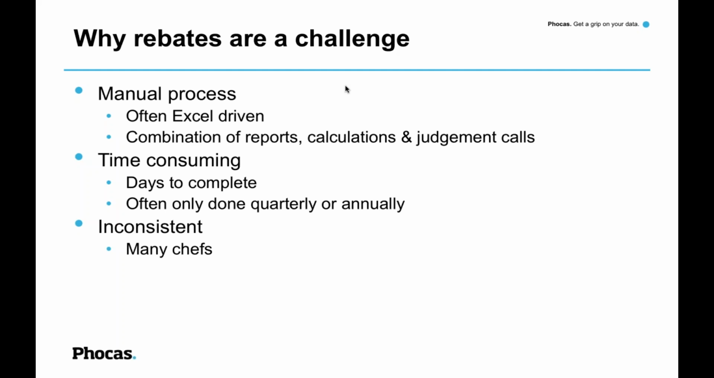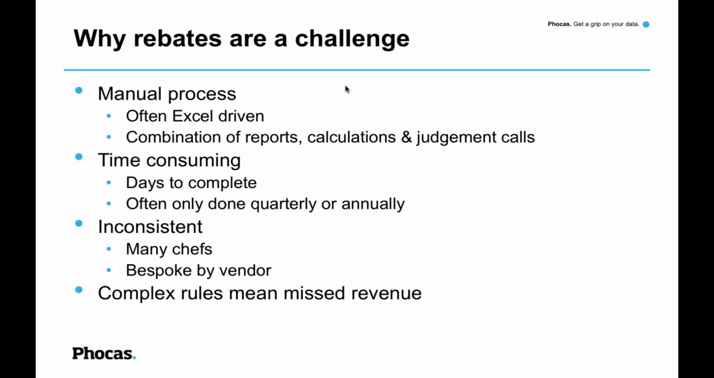Another piece of feedback that we got is that rebates processing and calculation can be quite inconsistent. The analogy that had been shared with me quite a few times is that many chefs spoil the broth. Because there's so much manual work going on, because it's so labor intensive to calculate these rebates, quite often you'll have different buyers responsible for different vendors in the rebates process and the buying process. It may be done differently for each vendor, differently by each buyer. So you can end up with a completely bespoke rebate set of rules and a completely bespoke rebate process for each vendor that they interact with. Now, obviously, the more inconsistencies there are, the more different ways of doing things, the more chances there are for mistakes. And those mistakes, those complex rules, those complex processes can very often lead to missed revenue.